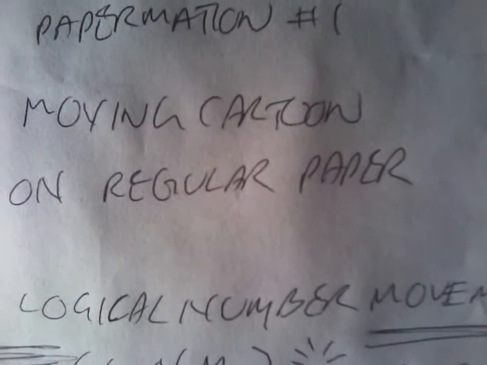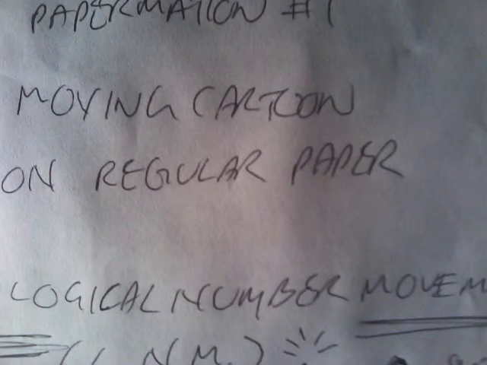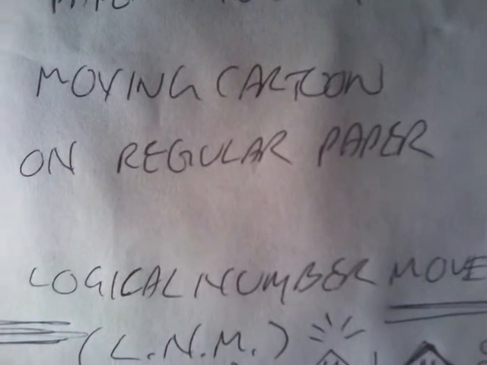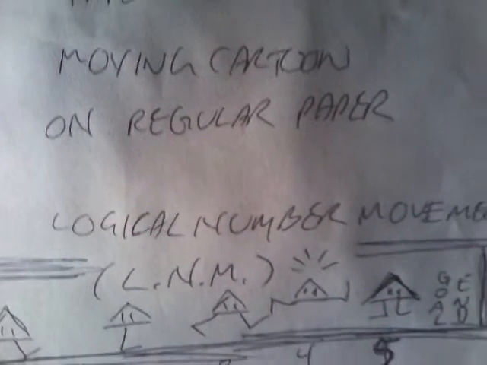This is animation on actual plain paper. Video number A1 by David Daniel Weems. It's 2019. Moving a character on a piece of paper.